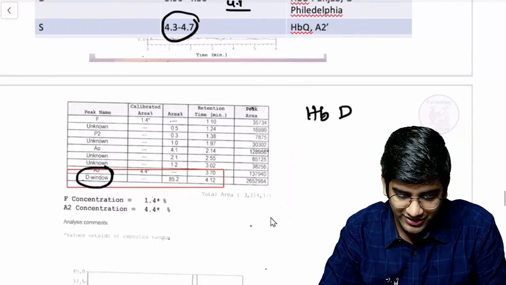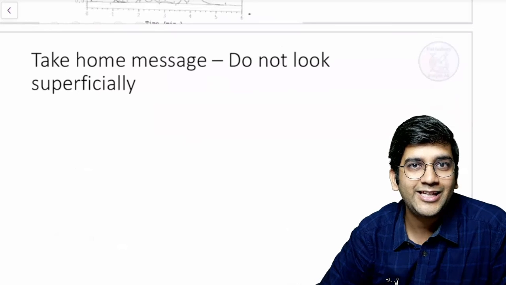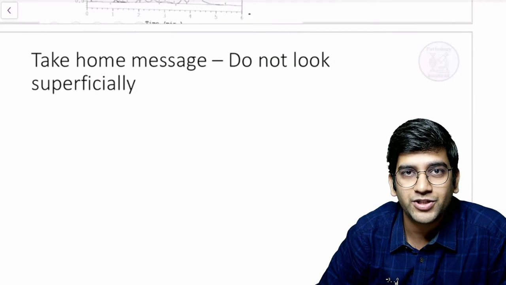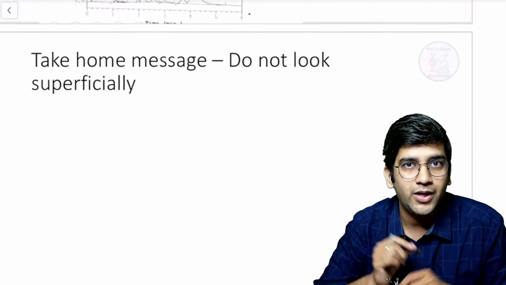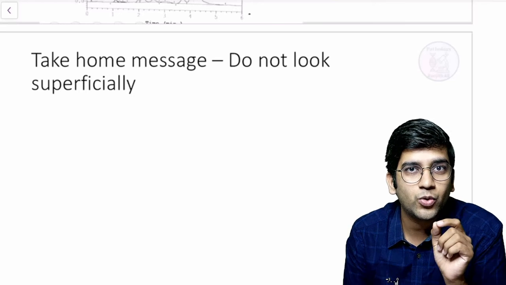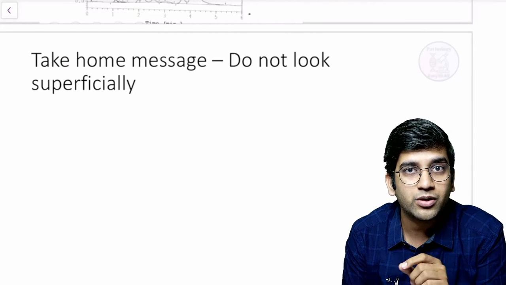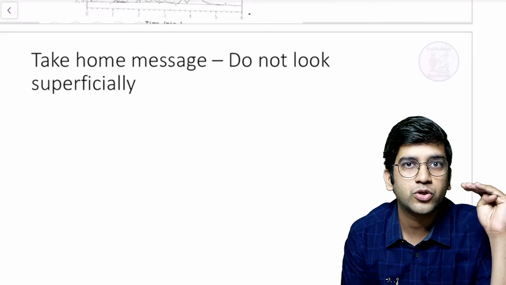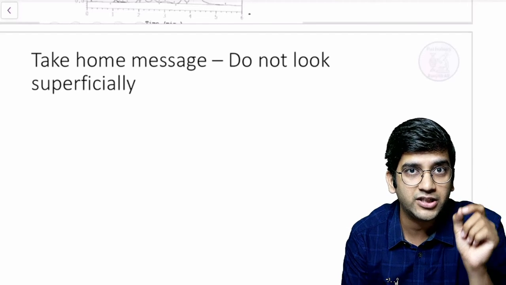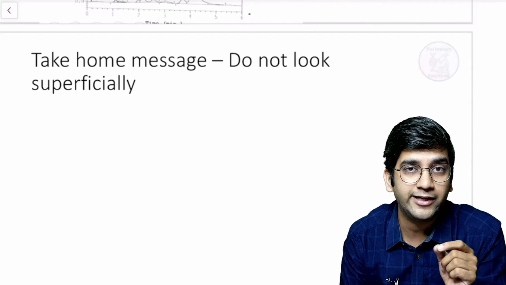The take-home message of this case is, don't blindly look at the machine. Don't blindly believe the machine. Don't look superficially. Look at every nuance. You are going to have insane observation skills in future. That's what makes you from a normal pathologist to a top-notch pathologist. Observe each and everything. You should have an eye for detail.